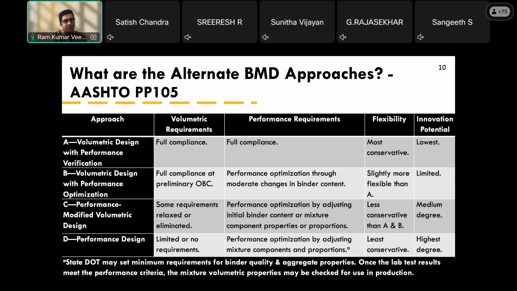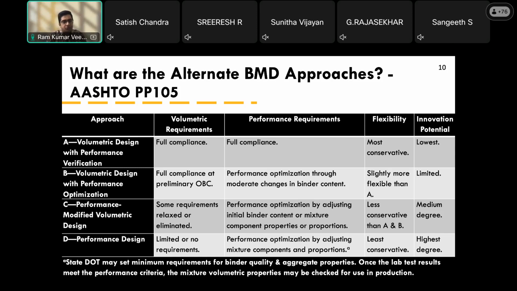And approach C allows some volumetric requirements to be relaxed or eliminated. So it's kind of a balance between both the volumetric and the mix design testing. Here the performance is optimized by adjusting the initial binder content or the mixture component properties. This approach is less conservative and offers a medium degree of flexibility and innovation.